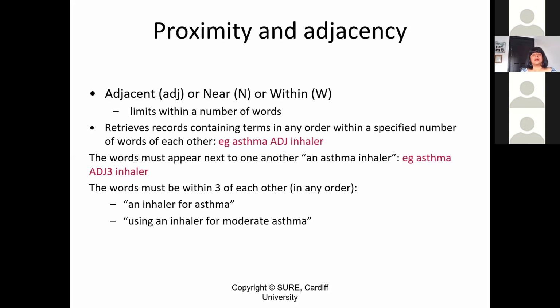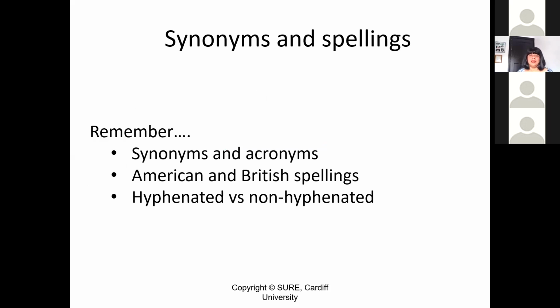And of course, when it comes to proximity and adjacency symbols, again, they differ from one database to another. So ADJ is used within the Ovid interface, near or N is used within CINAHL, and within is sometimes used within CINAHL as well as Scopus, for instance, one of the other databases. So this is a frustration I think we all have, that these symbols differ from one database to another. But thankfully, when it comes to synonyms and spellings, remember, when you're developing your search strategy, use any synonyms and acronyms. And remember spelling and also using hyphenated and non-hyphenated words.